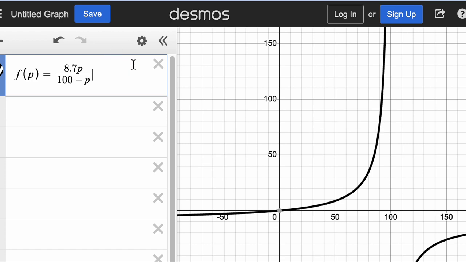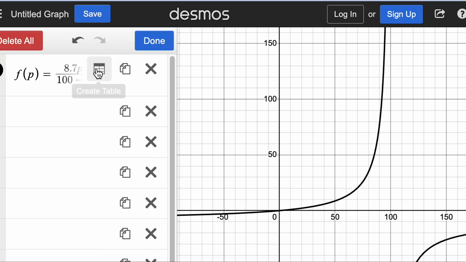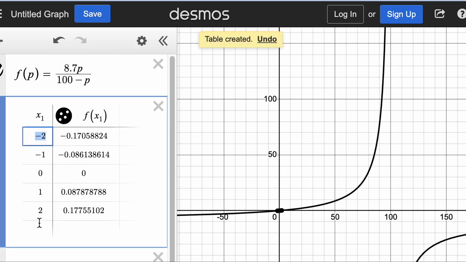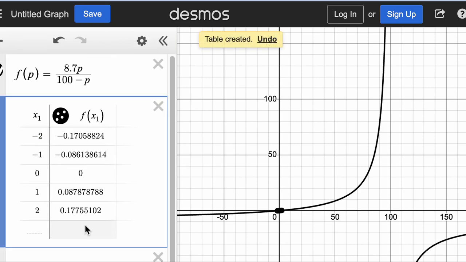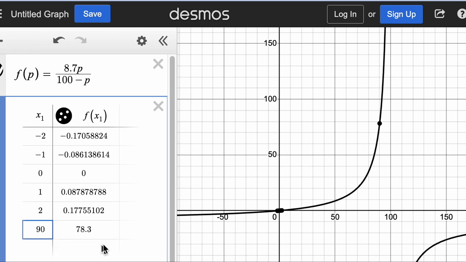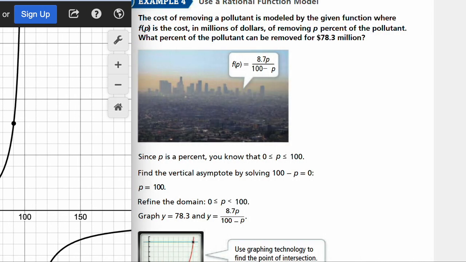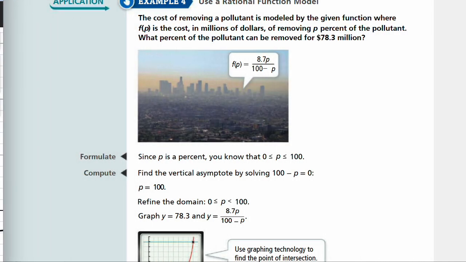You can also create a table using this, and then in Desmos you can't really plug in the y values first. So you can double check by looking at your x value, 90. When p is 90, your f of p is 78.3, so 78.3 million. So this is one way to figure it out.